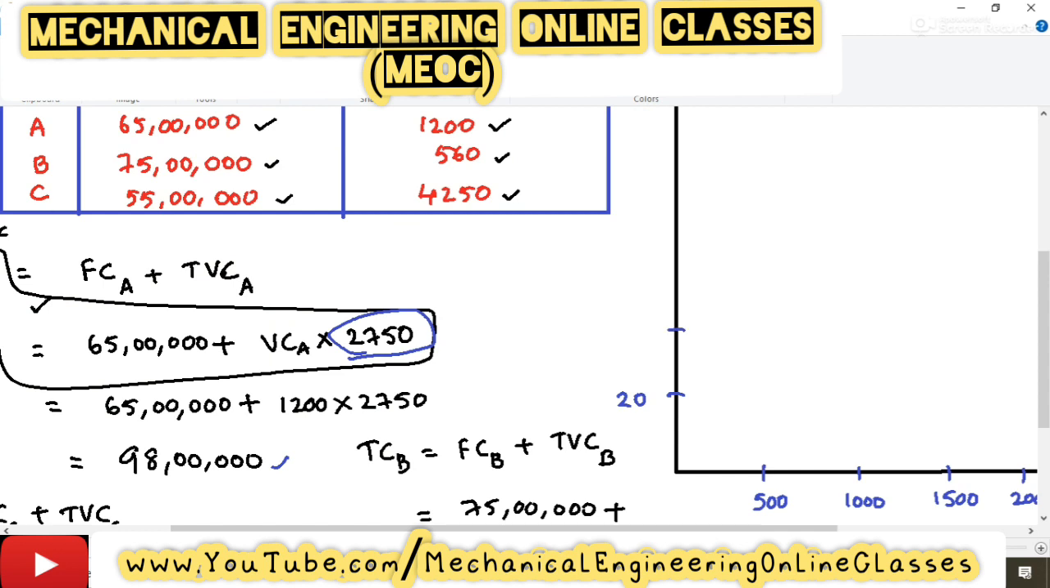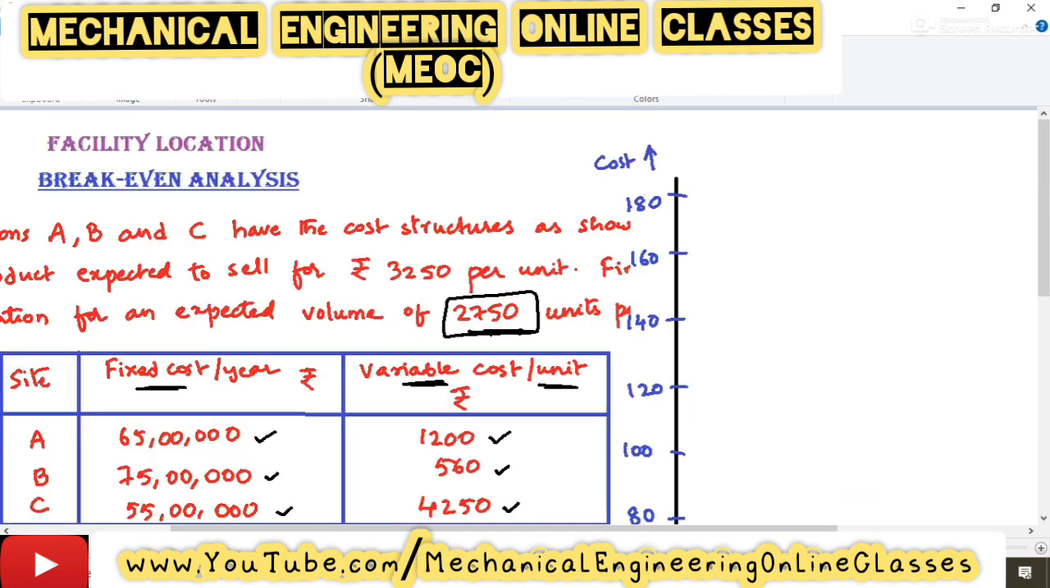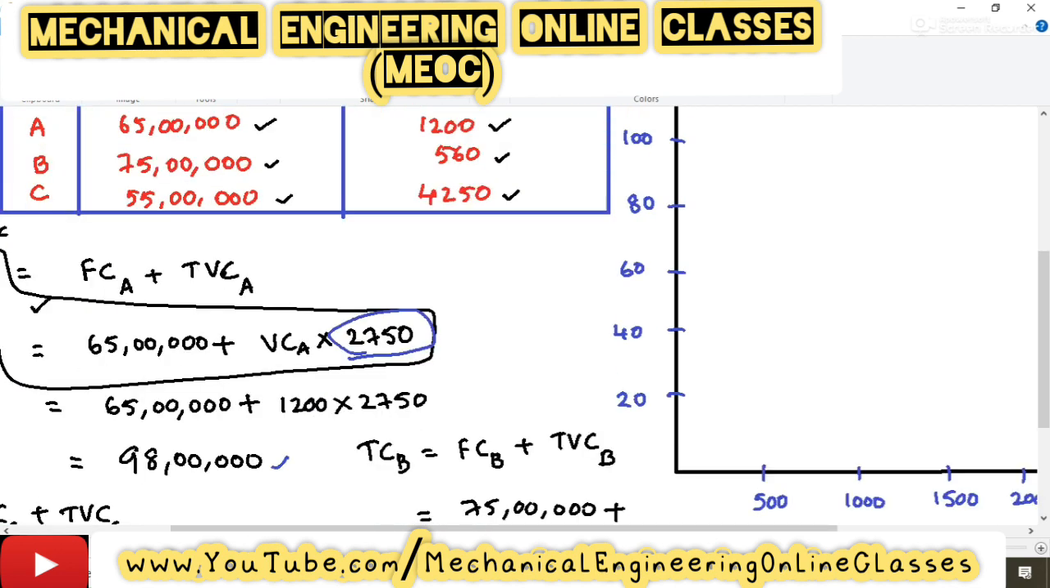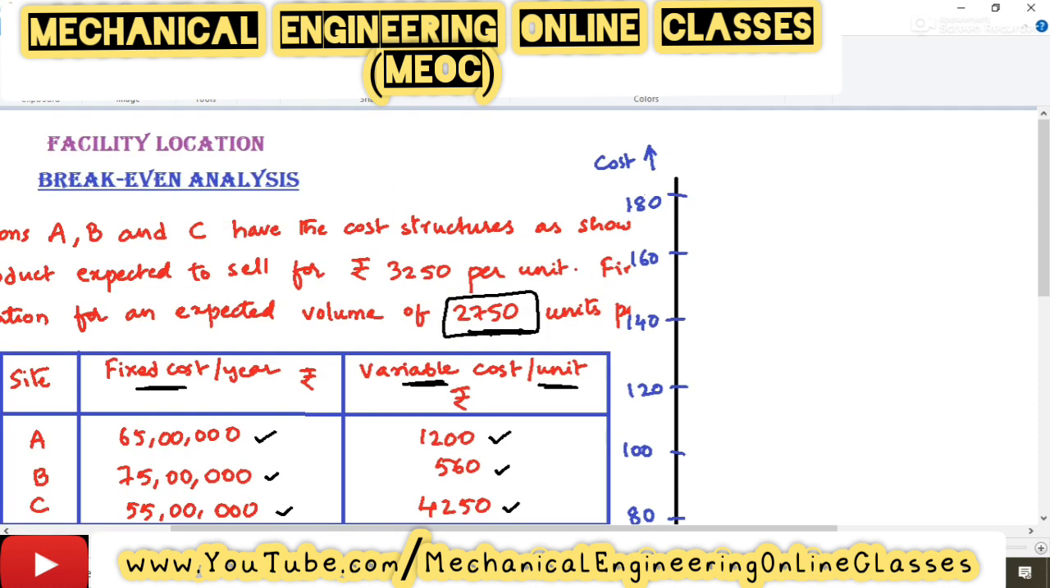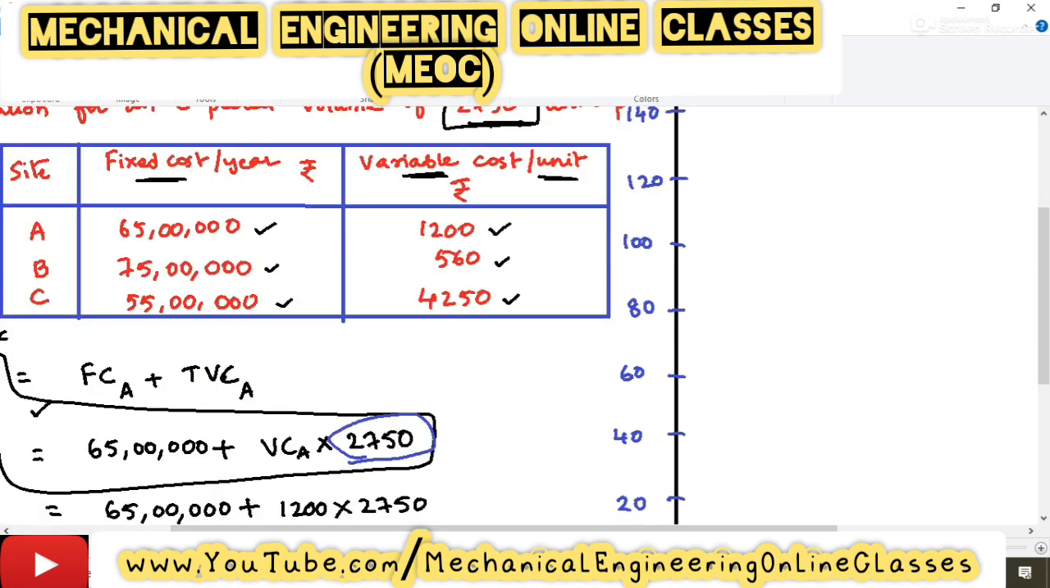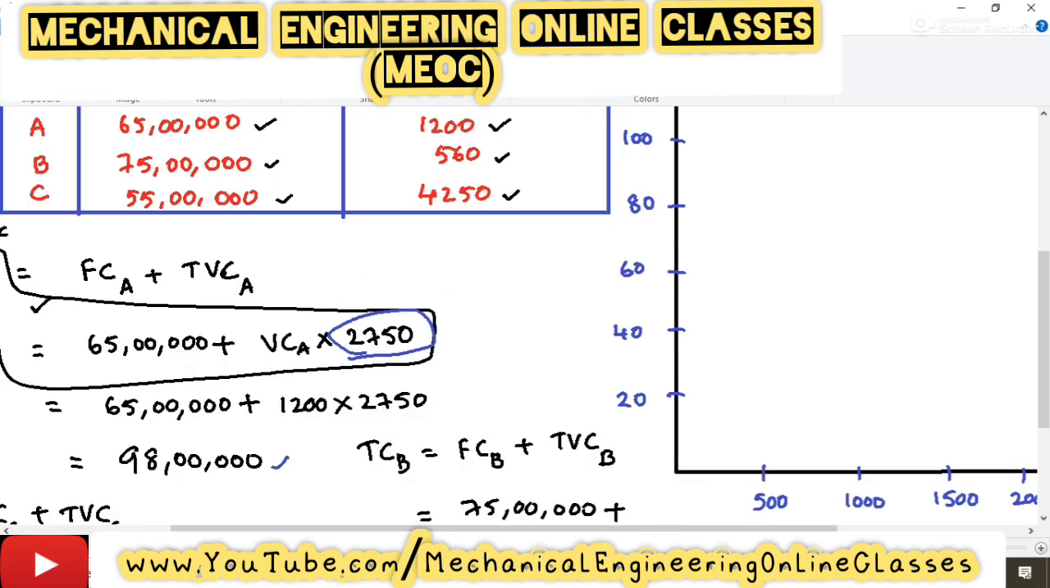20, 40. So I have divided the vertical line, or the y-axis, into 180 lakh units. So each centimeter is showing 20 lakhs.